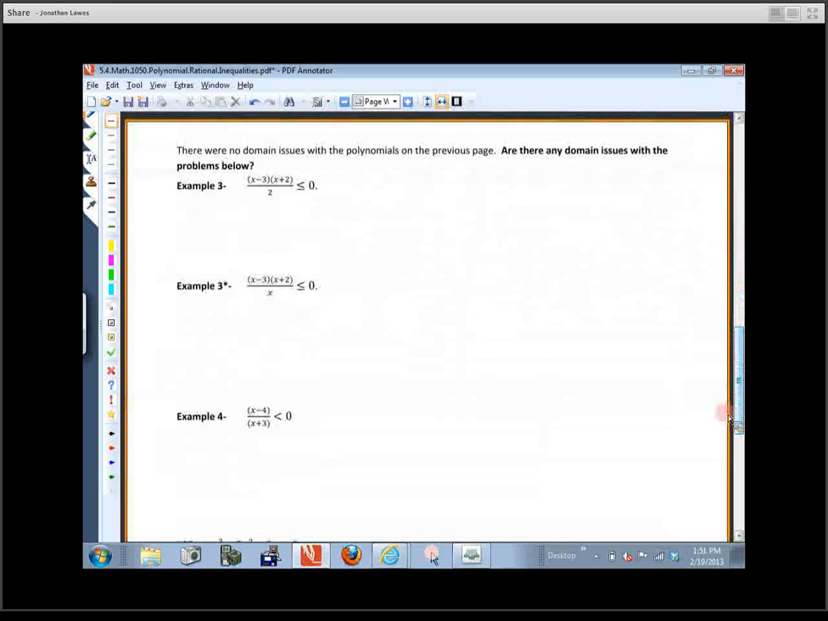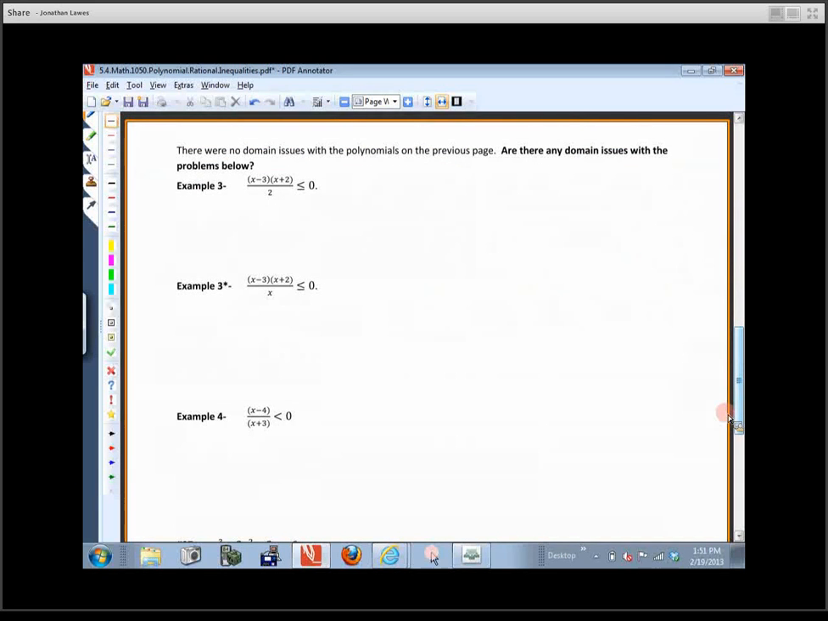Okay, the previous page had all polynomials on them, and those are pretty easy to graph. We don't have any domain issues or anything like that. Take a look at this next one. Technically, I suppose this would be a rational inequality. Are there any domain issues? No. No, nothing weird we need to be aware of or anything like that. In fact, I could just pull this out front and think of this as a 1/2, and then this would look like 1/2 x squared. You with me there? Okay. In fact, let's do that.